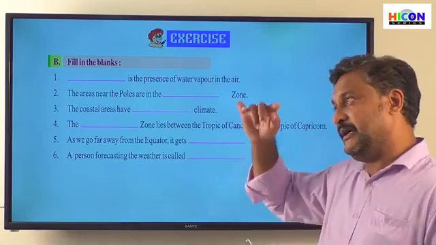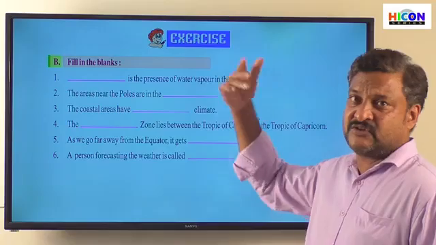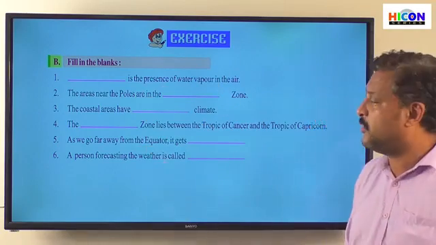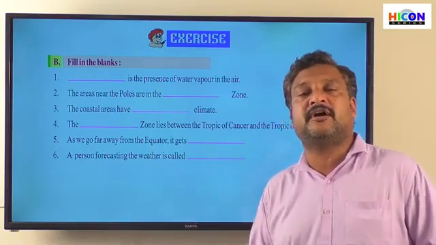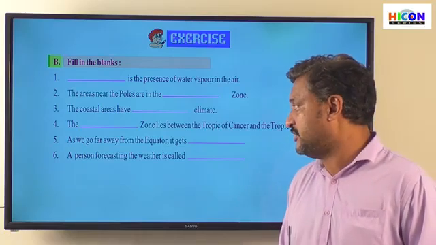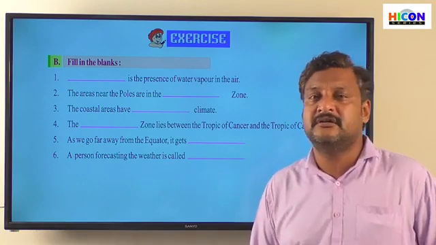Now, the dash zone lies between the Tropic of Cancer and the Tropic of Capricorn. The zone that lies in between the Tropic of Cancer and Tropic of Capricorn, which passes through the equator, is known as the torrid zone. So, what is the zone that passes through equator until the Tropic of Capricorn and the Tropic of Cancer? Torrid zone.